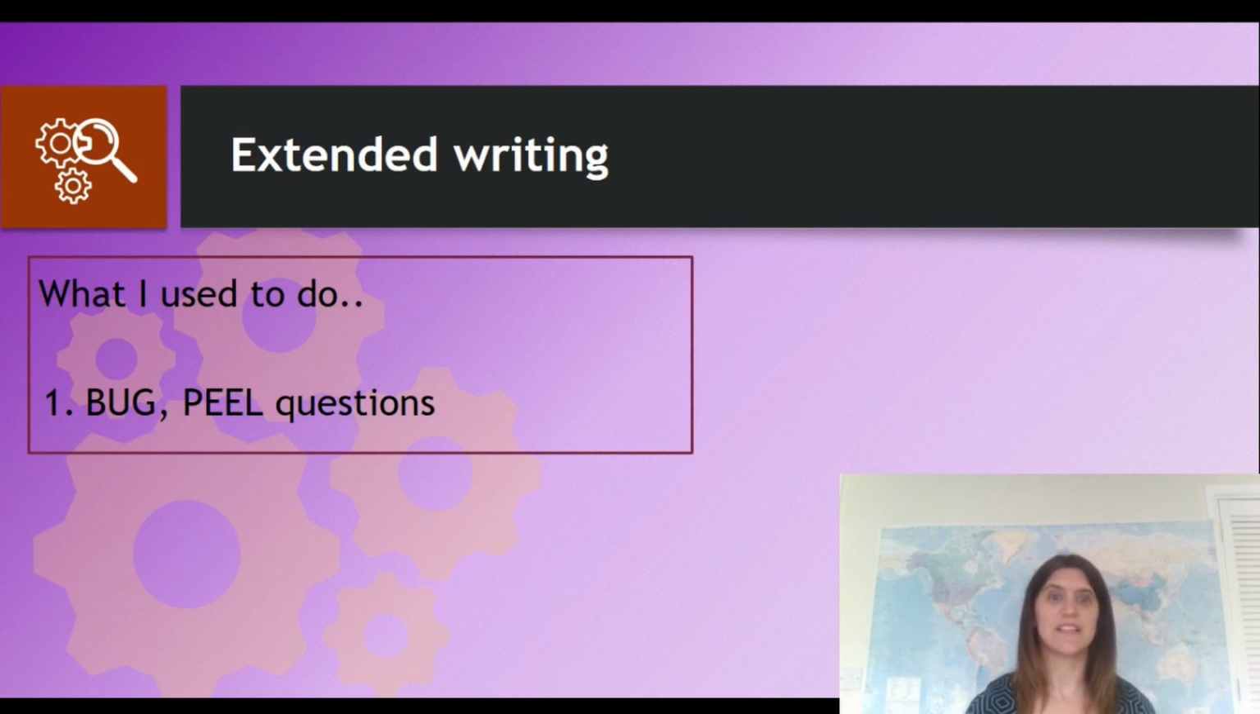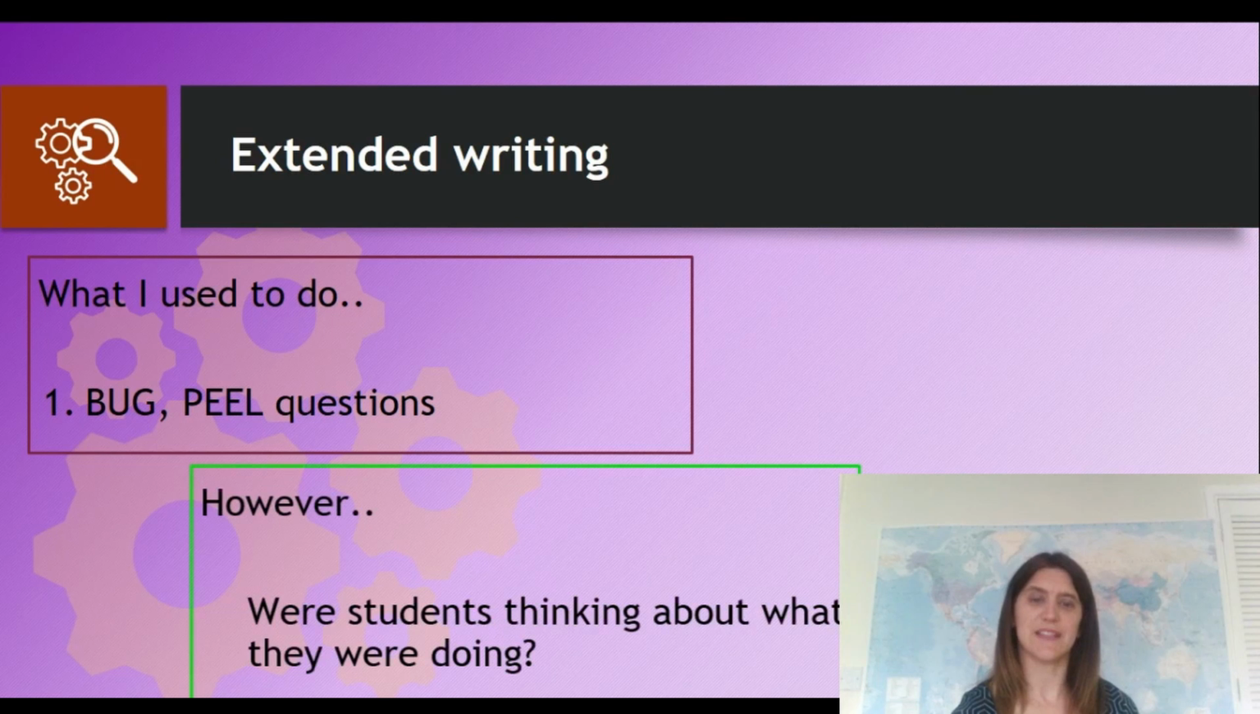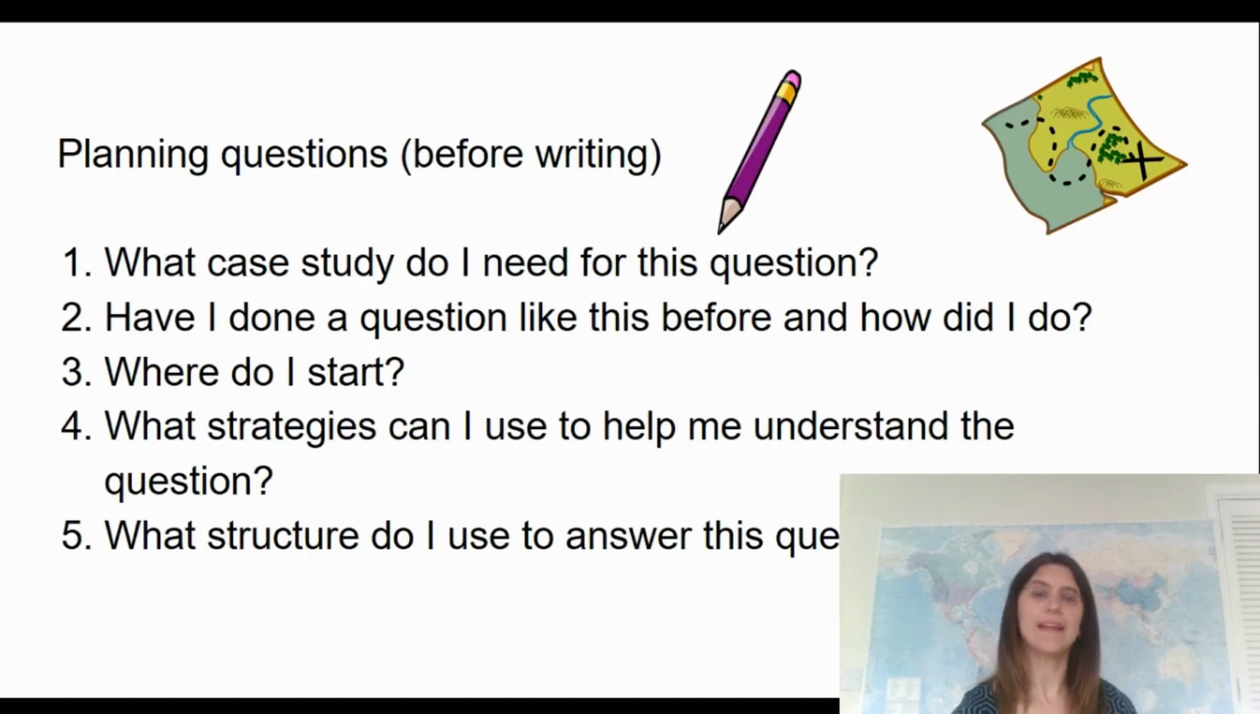In the past, what I did was BUG, which is box the command word, underline the keywords, and glance back at the marks, and PEEL questions: point, explain, evidence, and link. All good stuff. But what I wanted to do was to make the thinking behind what we were doing a bit more explicit. So I began to look at the process used in metacognition of planning, monitoring, and evaluating.